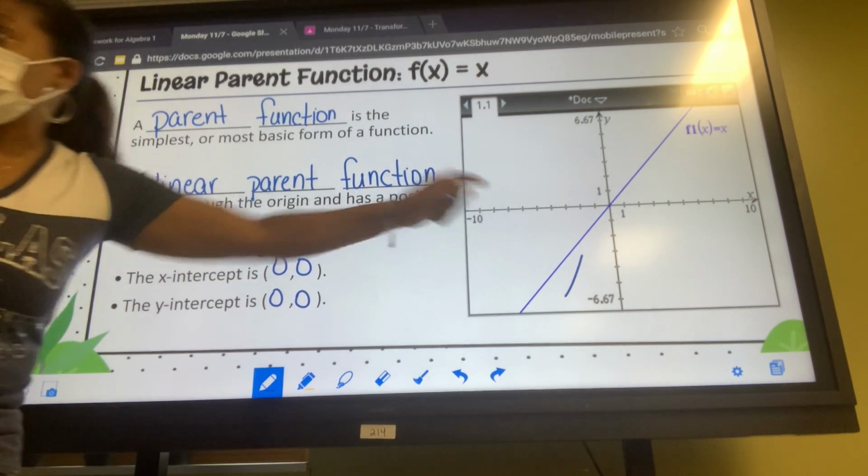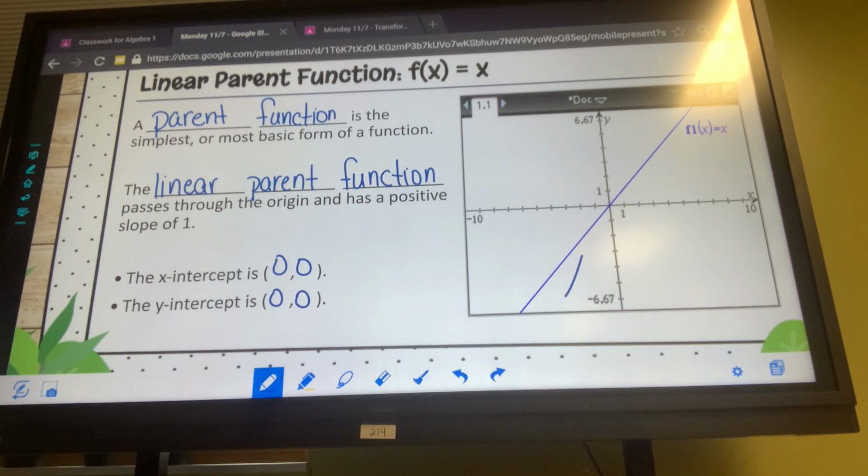This is what the parent function looks like. It goes through the origin. It has a slope of 1. It's a positive line.